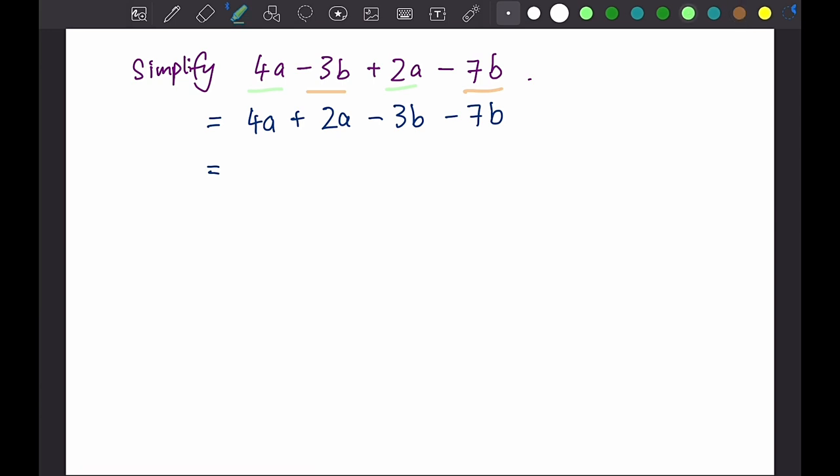Right, so I'm going to take 4 plus 2, which is a 6, and then write the a, and then the other one would be negative 3 minus 7, which is negative 10, and then I'll just put in the b. Alright, so that is how we simplify algebraic expressions.